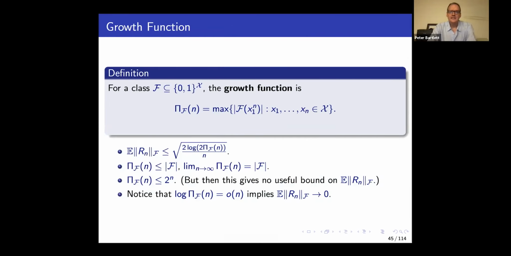Okay, and this is just a bit of a summary of these various facts, right? Rademacher complexity is no more than the square root of the log of the growth function over n. The growth function is never more than the cardinality of the class, and as n gets large, that's what it's going to approach. It's never more than 2 to the n, but of course that's useless in a bound of this sort, right? That doesn't tell us we're getting our deviations down to 0. We just end up with a constant on the right-hand side. So all we need to get a useful bound here is that the log of the growth function grows slower than the sample size n.